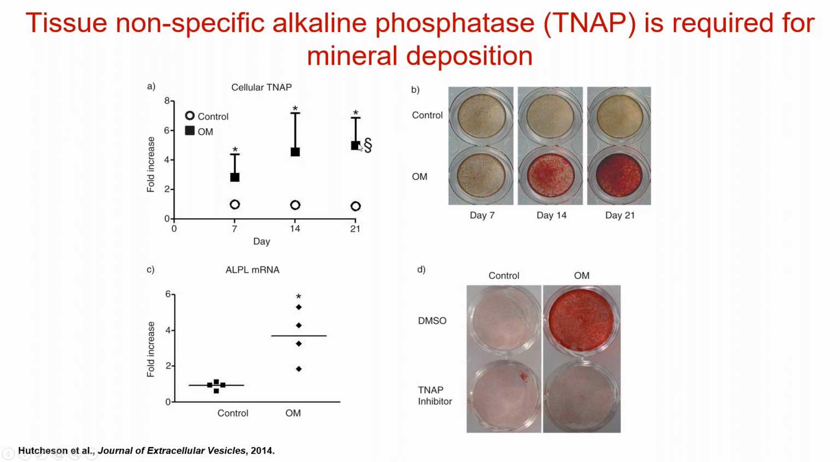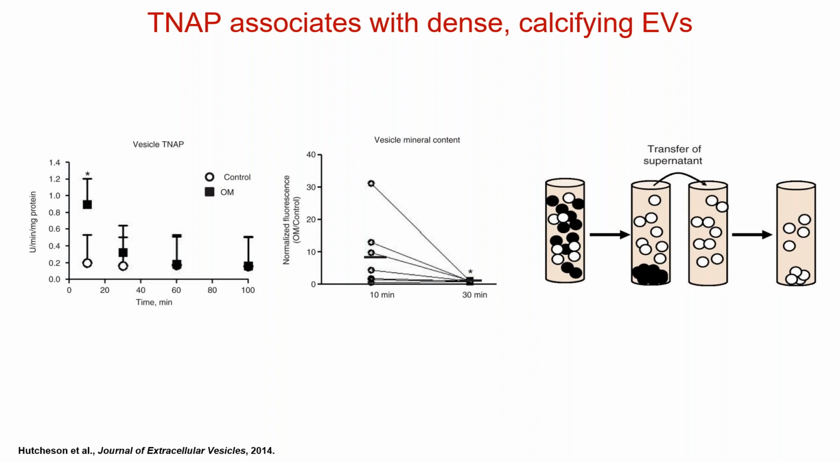And this is just looking at the mRNA level as well. If we inhibit that alkaline phosphatase, we inhibit calcification. The red here is showing the actual mineral. This is an alizarin red stain. So we see increased mineral in the calcifying media. If we add an inhibitor to that alkaline phosphatase, we completely inhibit calcification in this system. And that alkaline phosphatase is loaded into the vesicles as well.